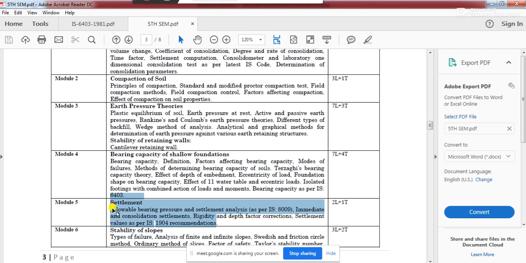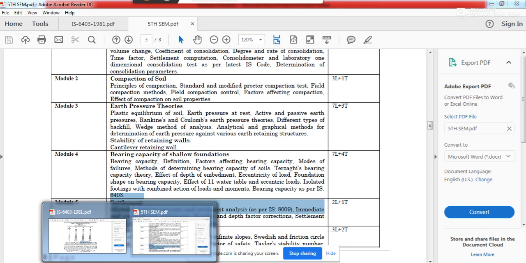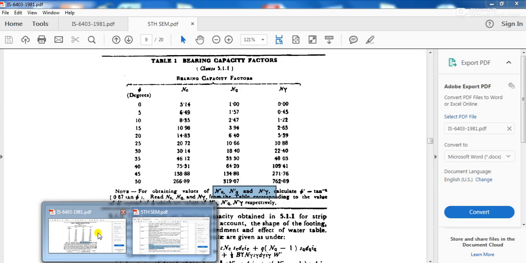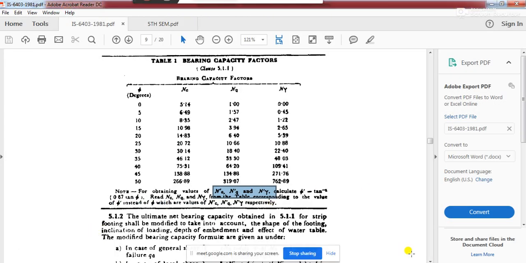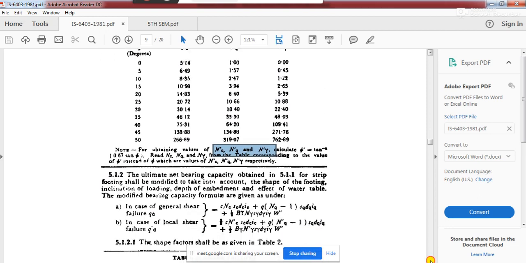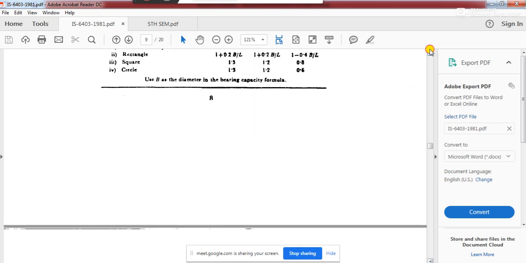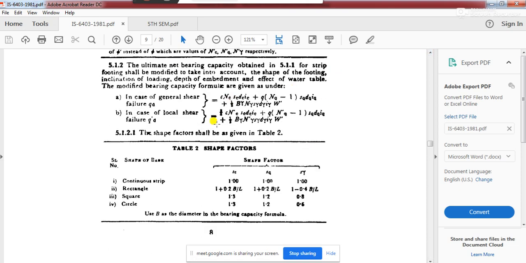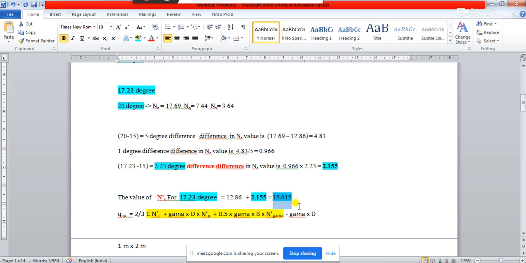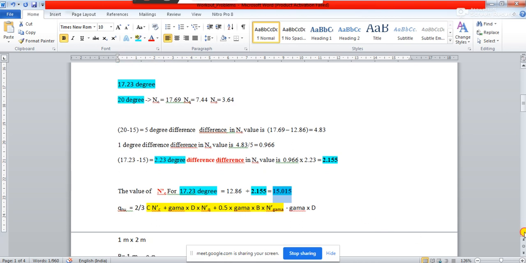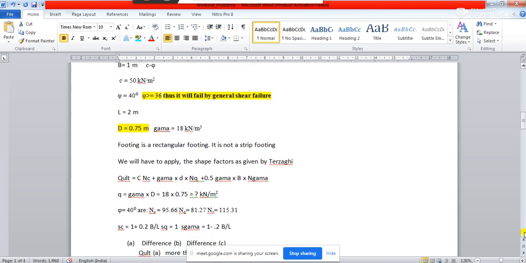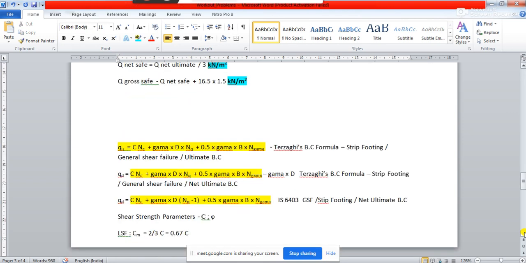So let us today further discuss the Indian Standard Code. We will not be able to finish it today. Maybe tomorrow we will be able to finish it. So we were here, if you remember, we have discussed the strip footing case for the Indian Standard Code, and somewhere we are here at the bottom, let's say in the Word document.